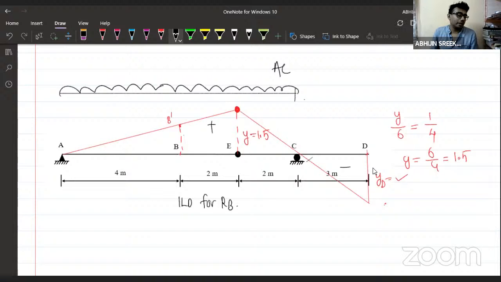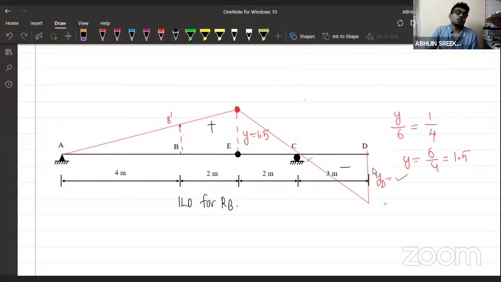Got it? So it depends. You have to check it. You can compare. You can consider first AE, then you can consider AC, and you can calculate it and tell me. Okay, it will be in the span AC. So this is how we will be using the Muller-Breslau principle. This is how we will be using influence diagrams to solve the questions.